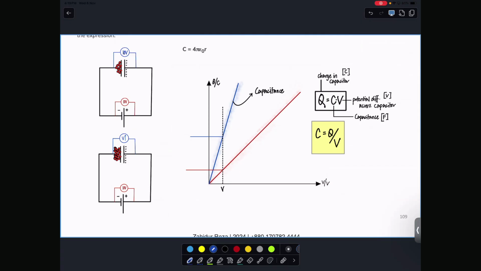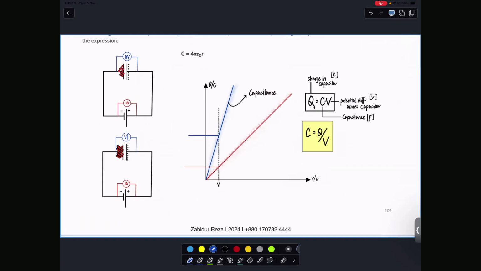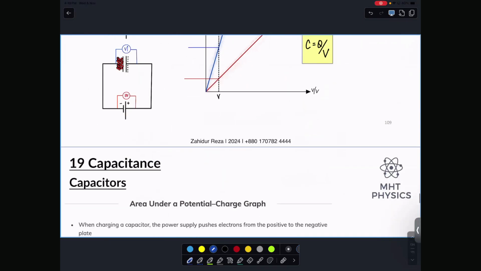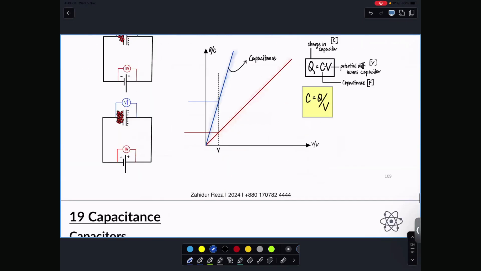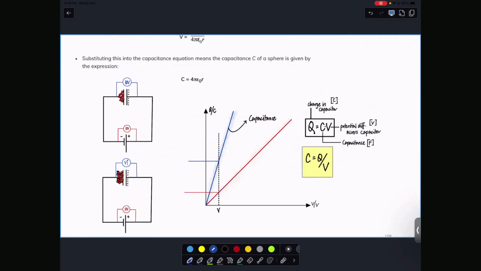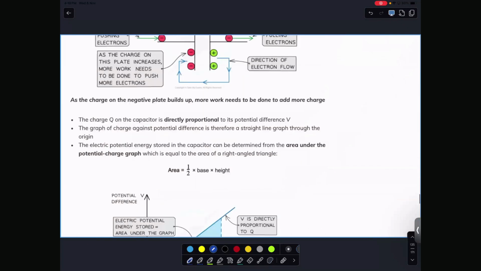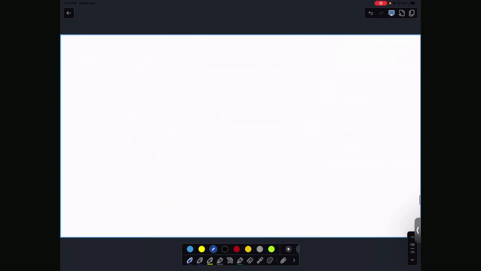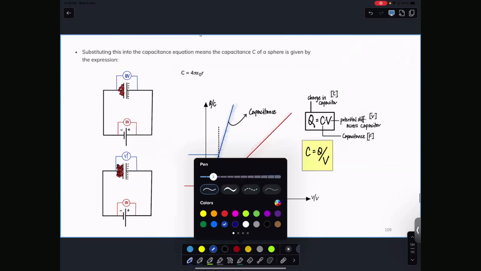Is it clear? Now what we'll do is look into the charging and discharging process, but before that I'll show you another thing. So I'll bring the graph here. We'll investigate this graph right now. If anyone has any questions, let me know.